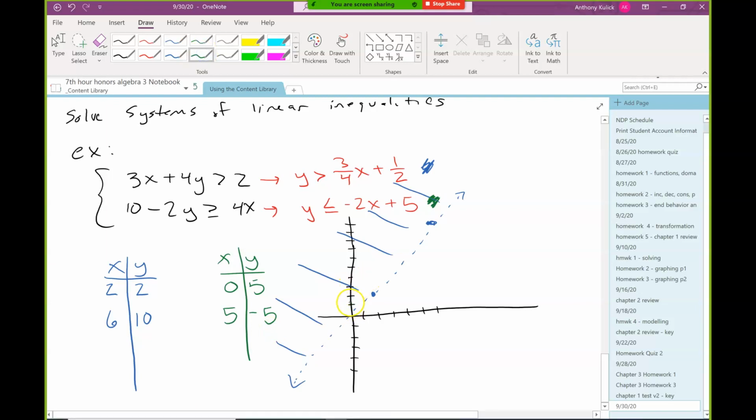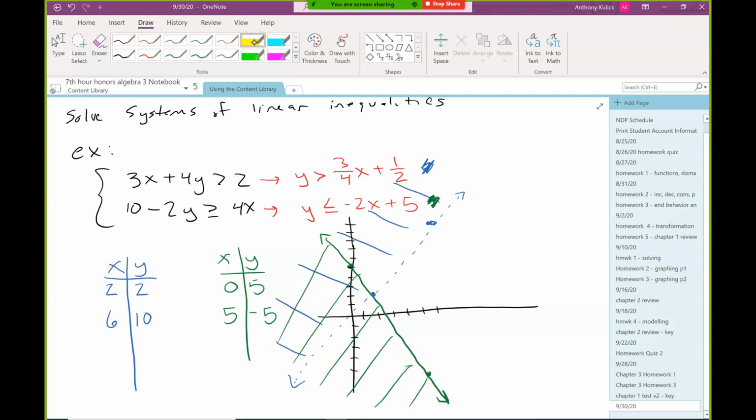So here we have 0, 5. So 1, 2, 3, 4, 5. And then 5, -5. 1, 2, 3, 4, 5, -5. Here, because it's an or equal to inequality, we're going to use a solid line. And because it's less than, we'll shade below.